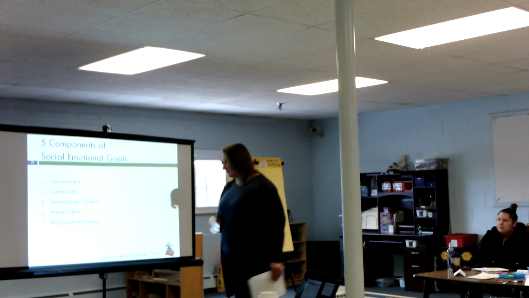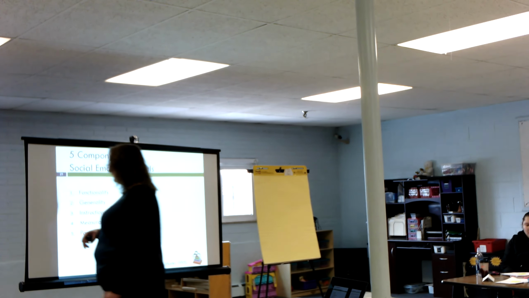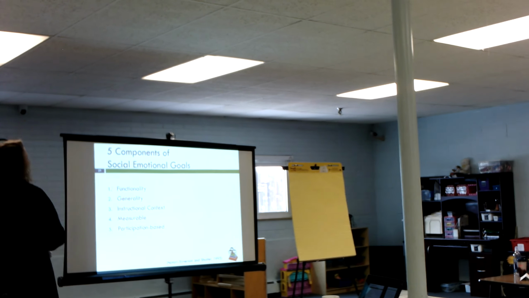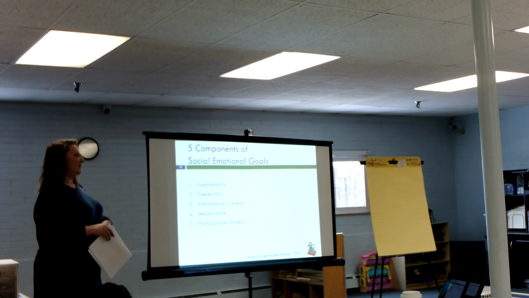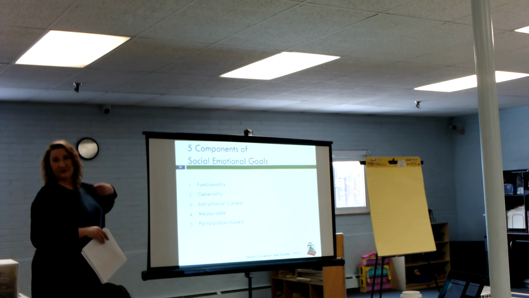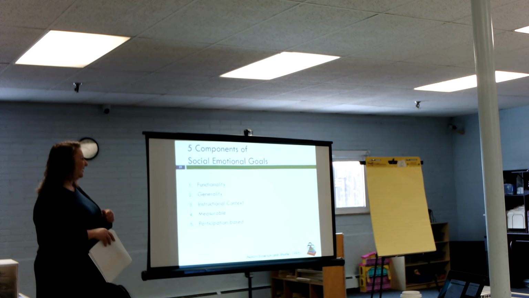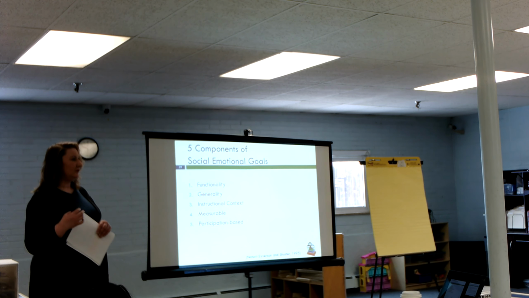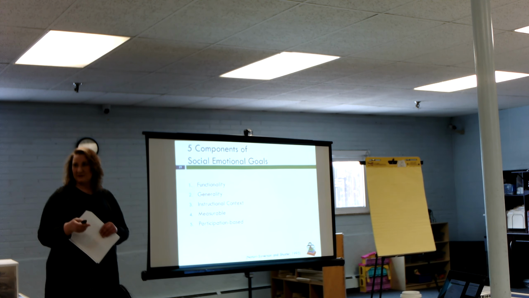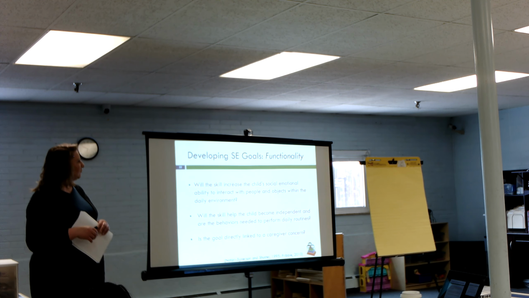So what we want to do is talk about what those mean. There are 5 components for social emotional goals, and we'll go through each one of these: functionality, generality, instructional context, is it measurable, and is it participation based? So let's talk about functionality.